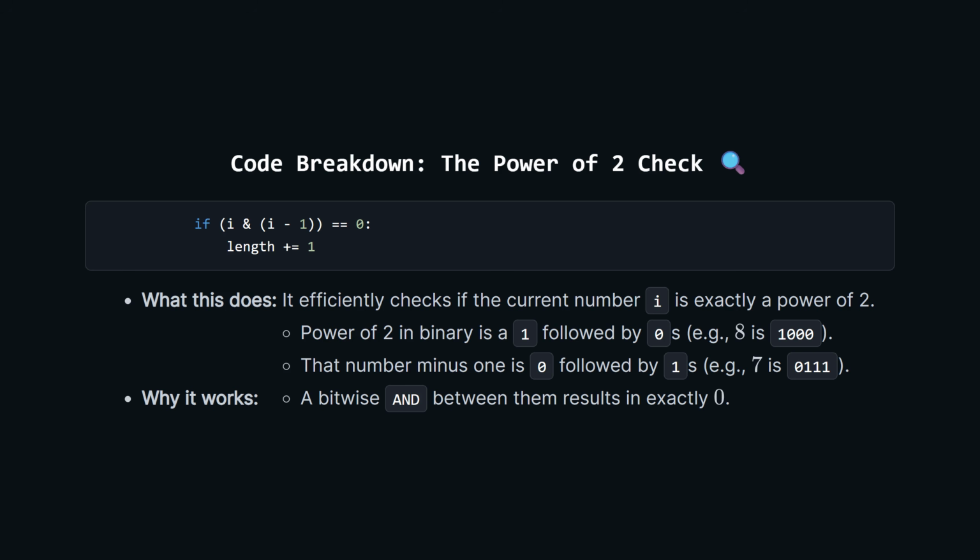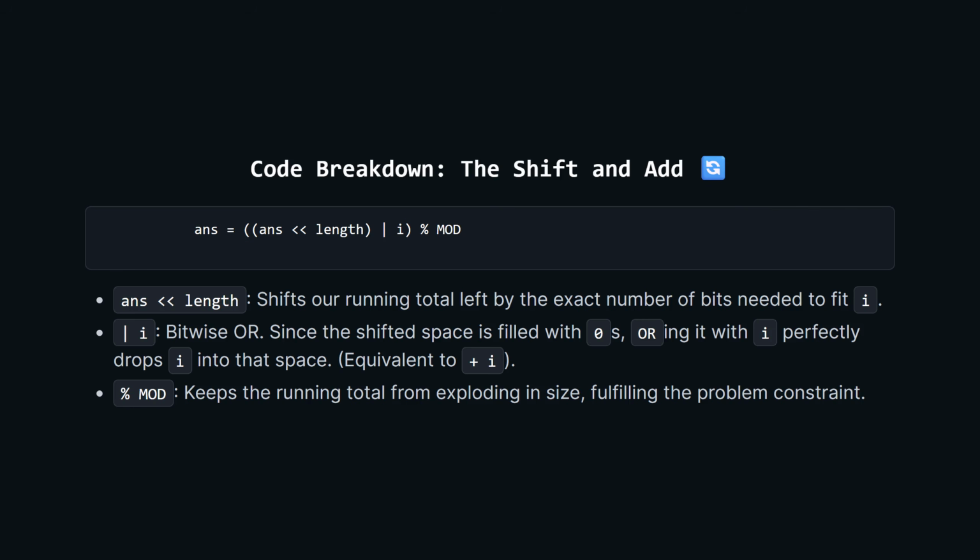7 is a 0 followed by 3 ones. If you compare them bit by bit using AND, none of the ones overlap, so you get 0. Whenever this is true, we simply add 1 to our length variable. Now for the core formula.